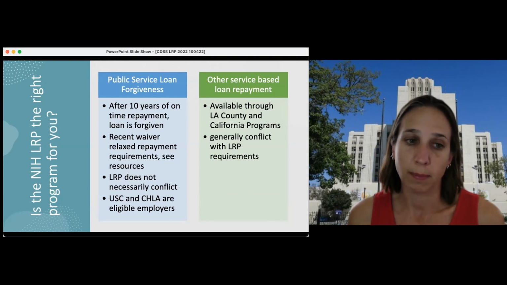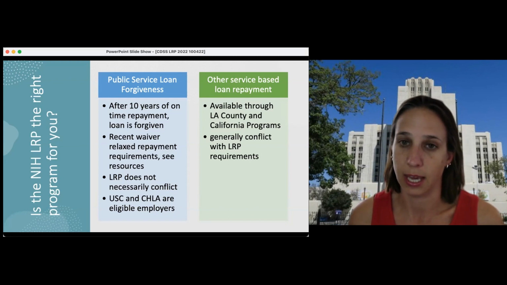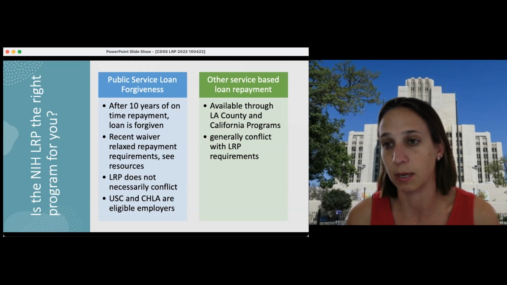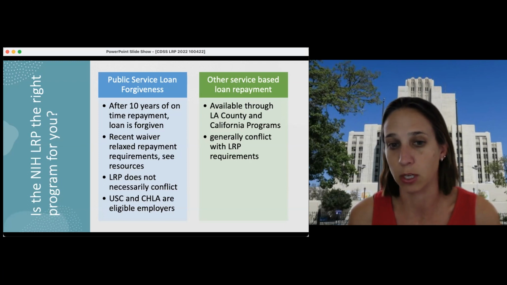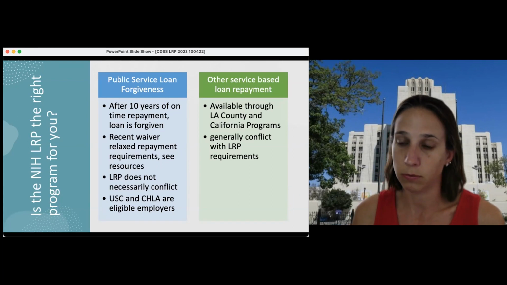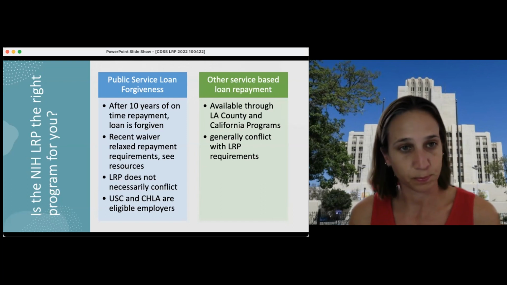The NIH Loan Repayment Program does not necessarily conflict with this repayment program. You may not have that much debt left over after 10 years of on-time payments if you're doing the NIH Loan Repayment Program, but the two programs do not conflict with each other, and you are allowed to participate in public service loan forgiveness at the same time that your NIH Loan Repayment Program is also making payments on your loans. USC and CHLA are both eligible employers for the Public Service Loan Forgiveness Program. So if that's who you work for currently, that's great news.